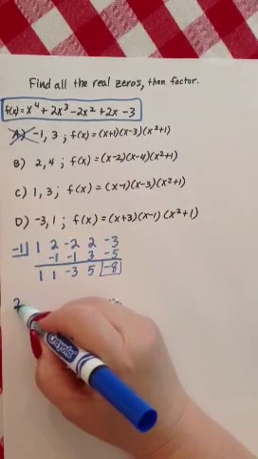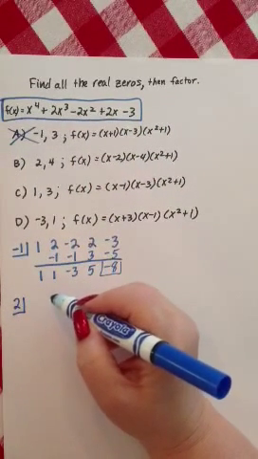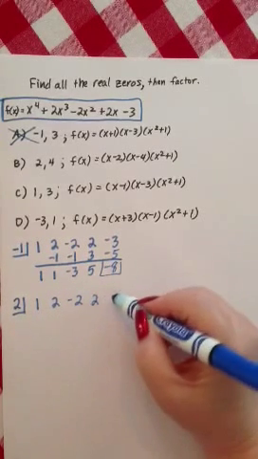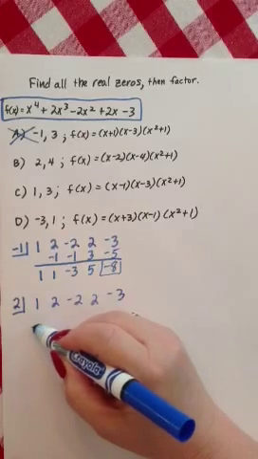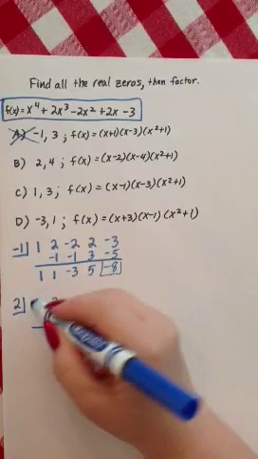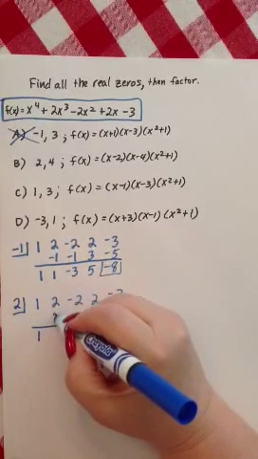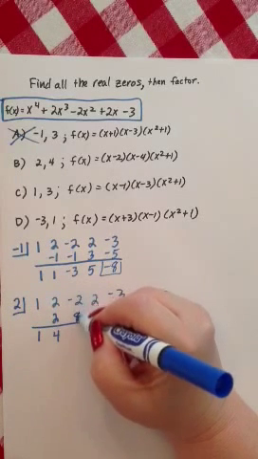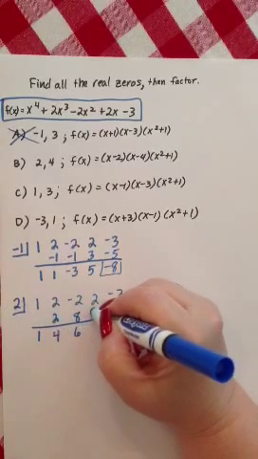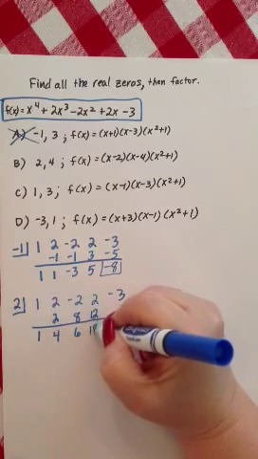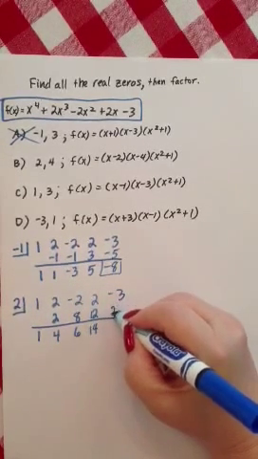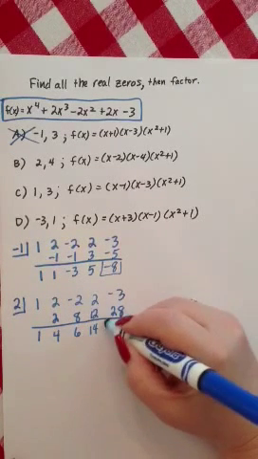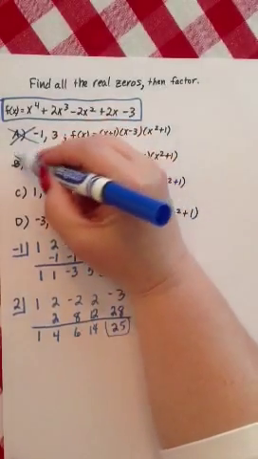So I try the 2. So I put in a 2, and I put 1, 2, -2, 2, -3. Bring down the 1. 1 times 2 is 2, add the column, 4. 2 times 4, 8, add the column, 6. 2 times 6, 12, add my column, 14. 2 times 14, 28. Add the column and I get 25, so no, that doesn't work either.